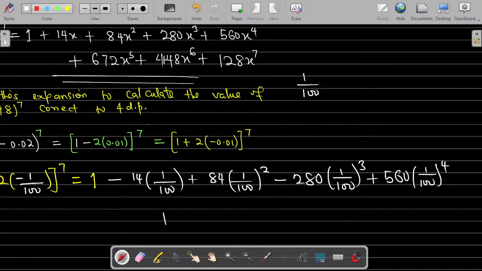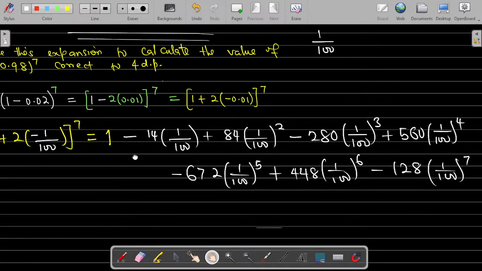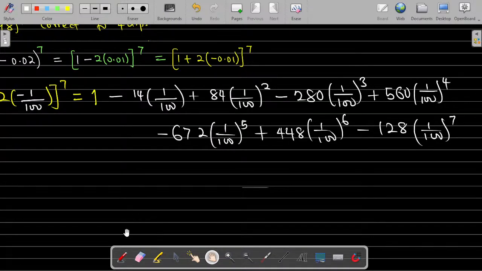Plus, the next one should be minus because the power is odd. So minus 672, then 1 all over 100 to the power of 5. Then the next one should be positive: 448 times 1 over 100 to the power of 6. And finally, this one should be negative, which is 128 times 1 over 100 to the power of 7. That is what we have here. Let me bring this up this way, so we can now arrange it and then simplify.